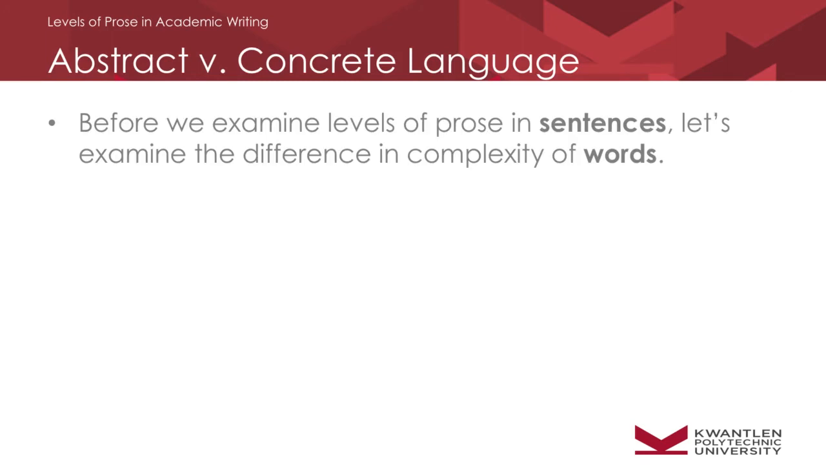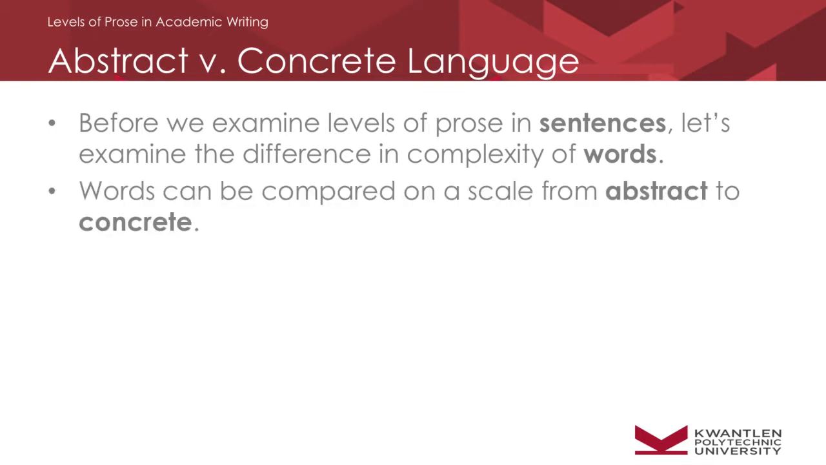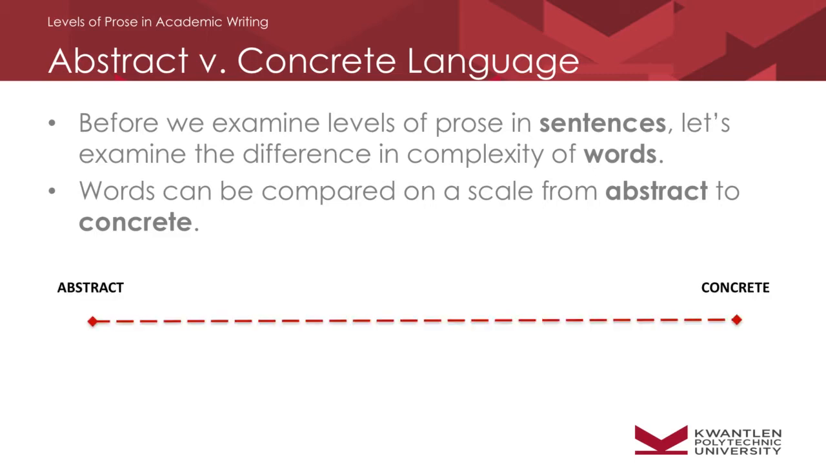Before we examine levels of prose in sentences, let's examine the difference between the complexity of words, the difference between abstract and concrete language. So when you're identifying the levels of prose in a sentence, you have to weigh the balance of language, whether the balance of the language is more concrete or more abstract. So you can think of this idea as a dichotomy or a continuum between abstract and concrete. And I'll give you an example.